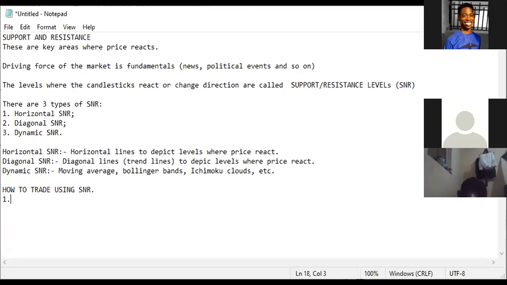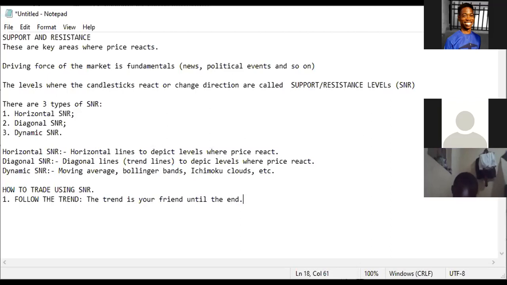The first rule of trading is follow the trend. Follow what? The trend. There is a saying that goes, the trend is your friend until the end. The trend is your friend until the end. I'm writing all this down because it's really going to help you. The first rule of forex is you follow the trend.